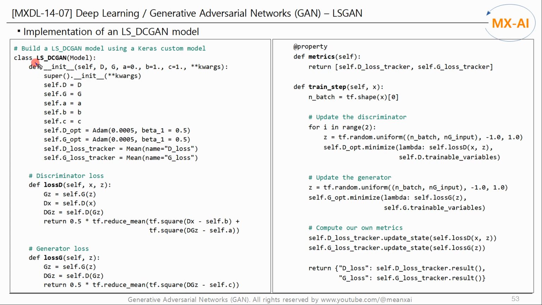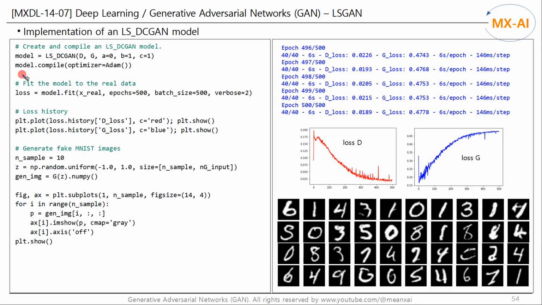Next, we write a custom class to create the LSGAN model. This time, we will use the Adam optimizer to train the models D and G. The rest is identical to the LSGAN class in the previous code. We create and compile the LSGAN model. Parameters a, b, and c are set the same as those in the previous code. Fit this model to the real data.